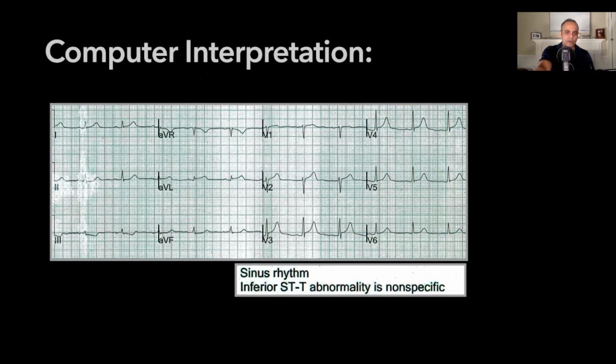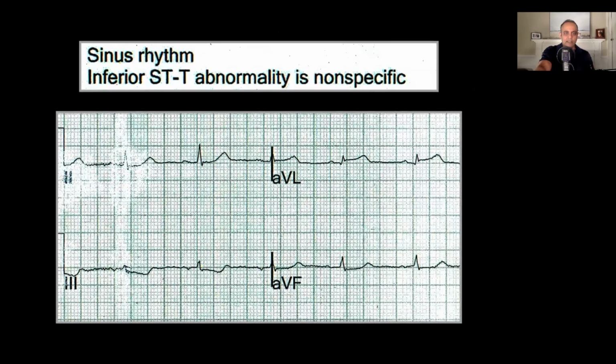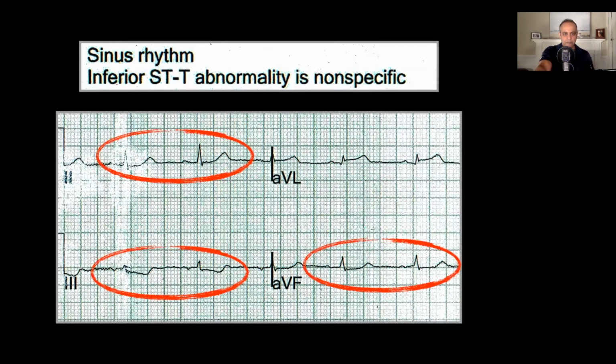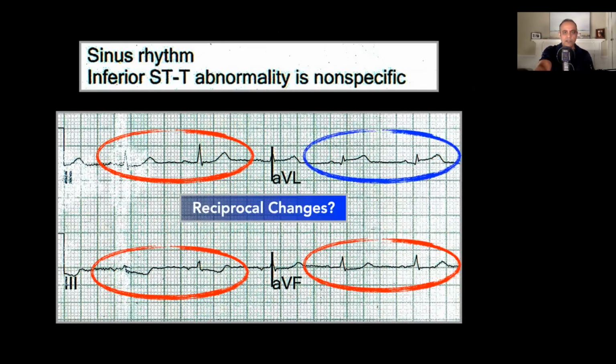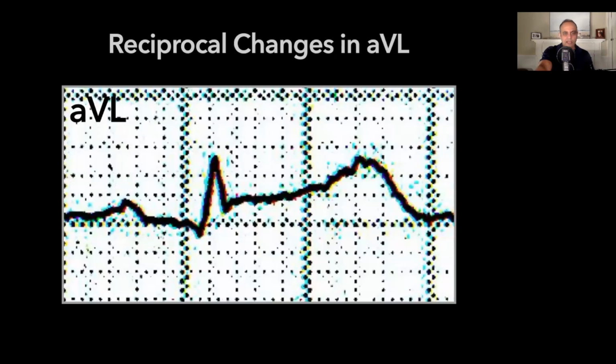Now, remember that the computer is calling this sinus rhythm with inferior ST abnormalities that are nonspecific. What that means is that the elevations or depressions are less than 1 millimeter, not quite STEMI criteria, right? So let's go ahead and blow up the inferior leads and, bang, there's some depressions in these leads that are very subtle. And are there reciprocal changes? Well, take a look at AVL. AVL does show some elevations, and blowing AVL up, you can see that if this is the baseline, the TP segment, there's the J point, and the ST segment is in fact elevated.